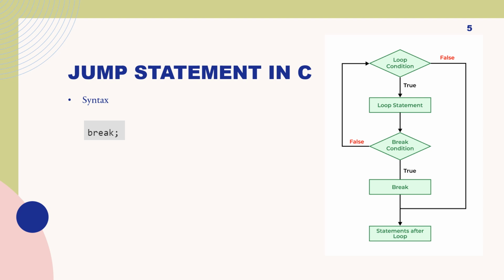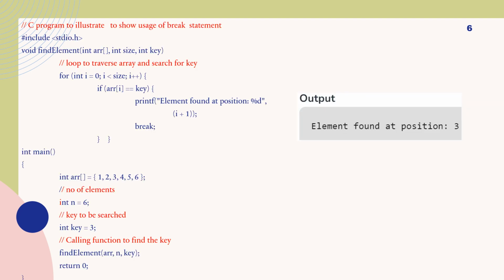And here is a program to demonstrate the operation of jump. This program is about finding the position of an element. The main program has an array of 6 elements, so int n is equal to 6, and the key 3 is supposed to be searched. The function name is find element, and the calling function is find element array, n, key.